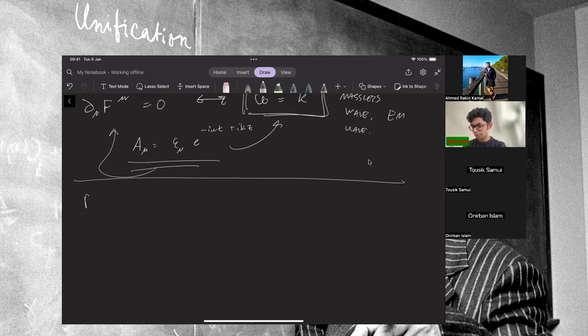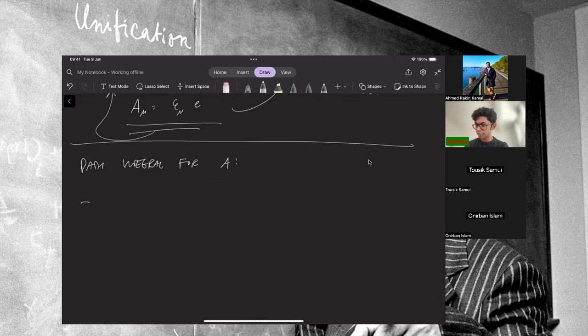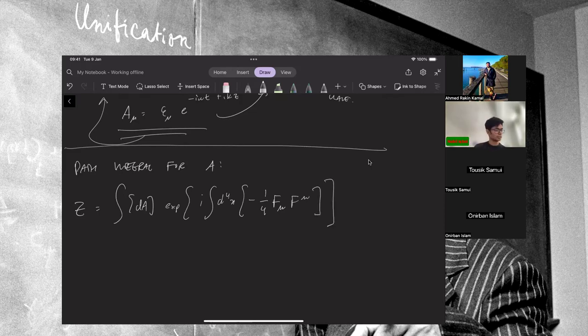So what we do is we do a path integral for A. And now let me work this out. The path integral involves doing some sort of integral over all of the fields. So we do an integral over all fields like this. And the thing that we do the integral over is the exponential of i times the integral d4x of minus a quarter F mu nu, F mu nu. Okay. And we do this path integral.